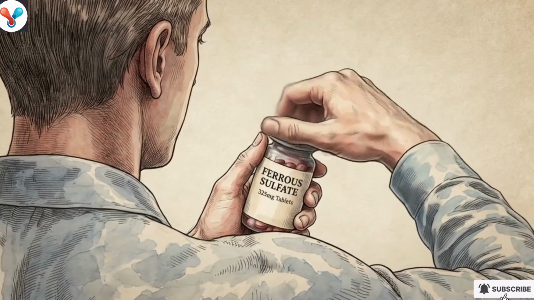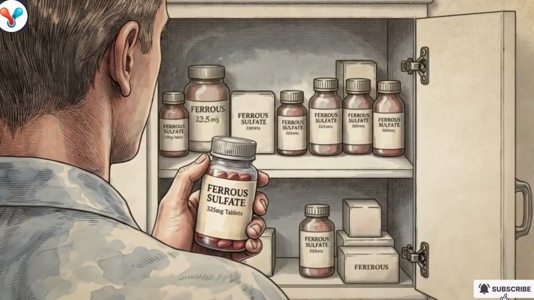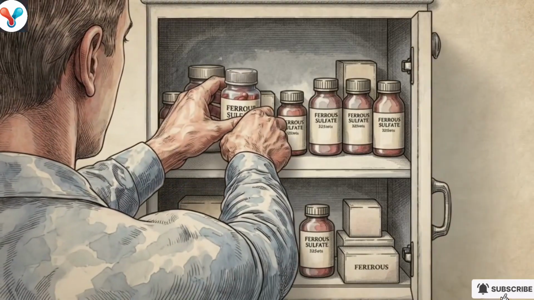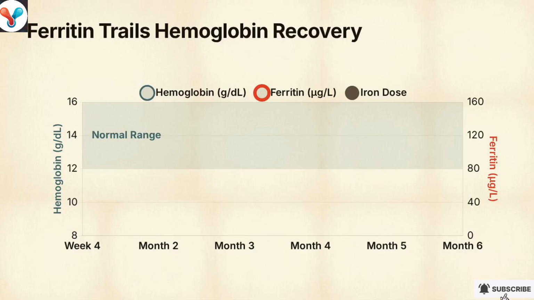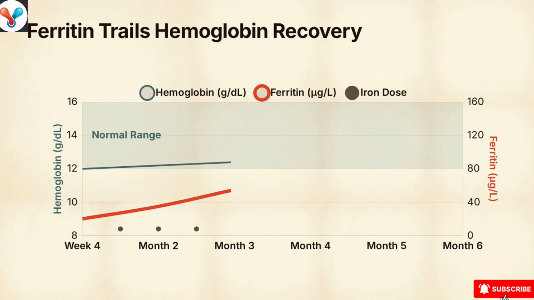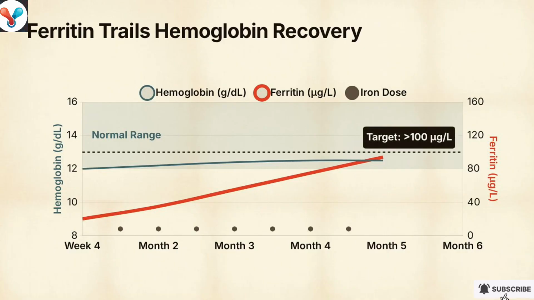A common management error is the cessation of iron therapy as soon as the anemia is corrected on the blood count. Hemoglobin normalization indicates that there is enough iron for red cell production, but it does not mean the body's long-term reserves are filled. Patients should continue oral iron supplementation for 4 to 6 months after their hemoglobin has reached the target range. The objective endpoint for stopping therapy is a ferritin level maintained above 100 micrograms per liter.